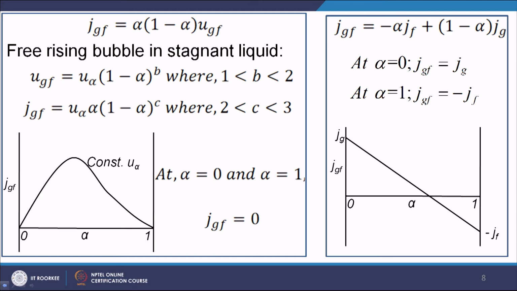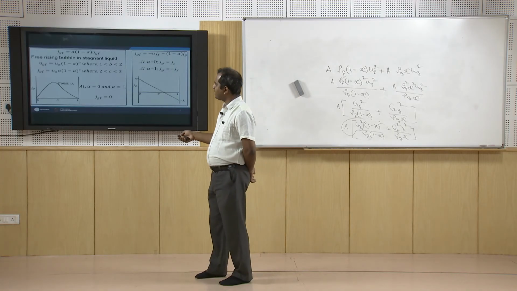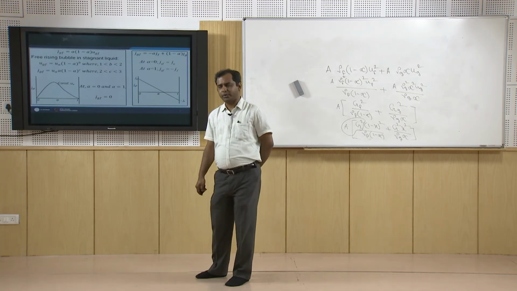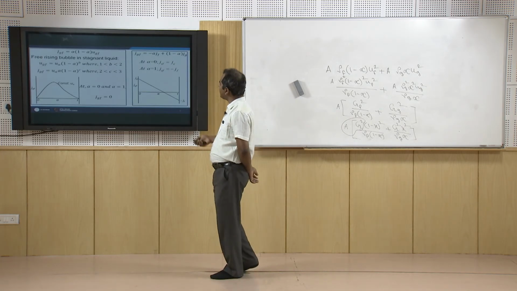You see here, if I try to find the value of JGF when alpha is 0 and 1, you will get that at alpha equals 0 and 1, JGF goes to 0. So obviously, the nature of the curve, if I plot it between JGF and alpha, will be something like this, getting 0 at 0 and 0 at 1, right. This is a typical curve between JGF and alpha if I consider a free rising bubble in stagnant liquid.